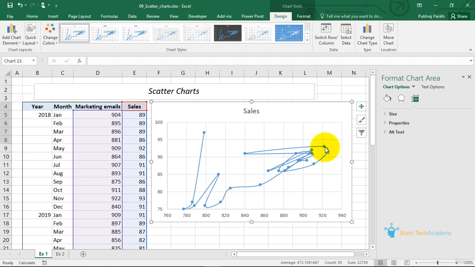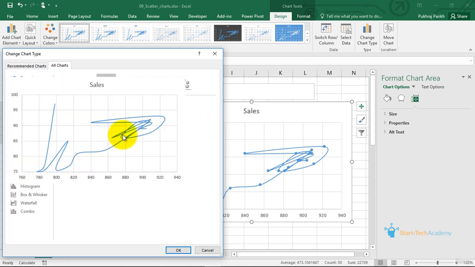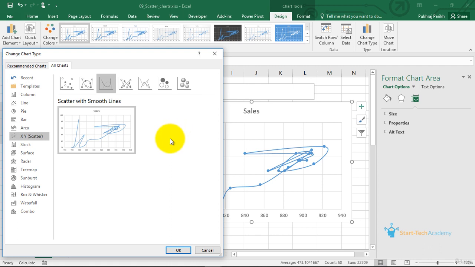That is, if you look at any two points, they are not joined by a straight line, they are joined by a curved line so that it connects all the points. The third option is a scatter plot with smooth lines but no data markers. As you can see, the earlier one had these small circles highlighting the data points. If you do not want these small circles, you can select the third option. It will have a smooth line, but no markers. The point of this is if you want to emphasize the relationship only.